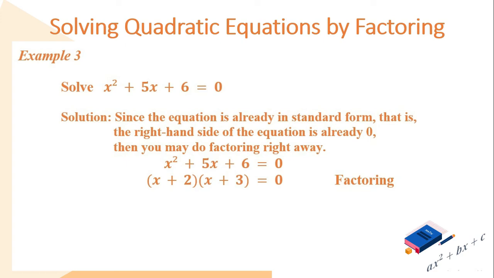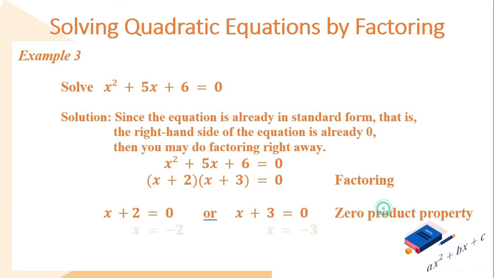Therefore, the complete factors of the quadratic equation x squared plus 5x plus 6 are the quantity x plus 2 times the quantity x plus 3. By applying the zero product property, x plus 2 equals 0 or x plus 3 equals 0. The value of x sub 1 is equal to negative 2, and the value of x sub 2 is equal to negative 3.